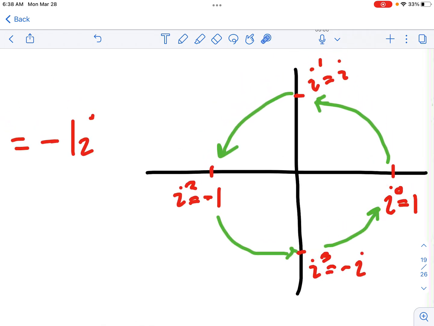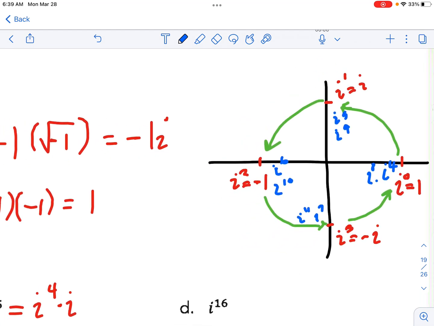So if this is where i cubed is, then here is where i to the 4th is. So this is i to the 4th. This must be i to the 5th. This must be i to the 6th. This must be i to the 7th. And this must be i to the 8th. And this must be i to the 9th. And this must be i to the 10th. And this must be i to the 11th.